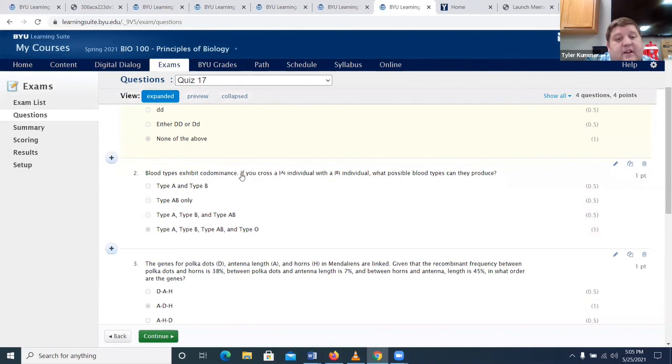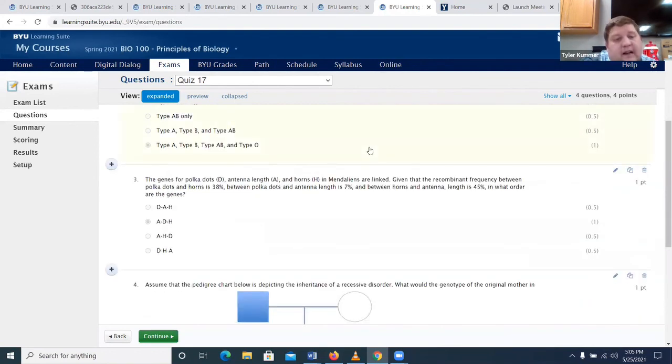Blood types exhibit codominance. If I cross an individual who is heterozygous for A and O with an individual who is heterozygous for B and O, what possible blood types can they produce? Well, we could have the A and B end up together. We could have the A end up with the O. We could have the O end up with the B, or we could have the two O's end up together. And so you actually could produce all four types if this were the cross that you were doing.